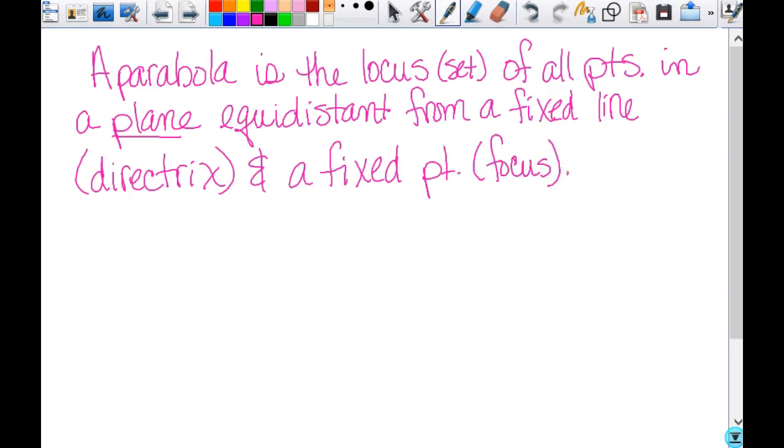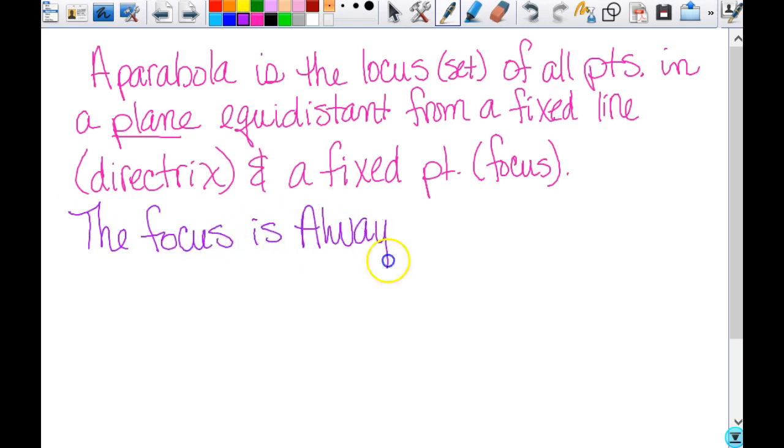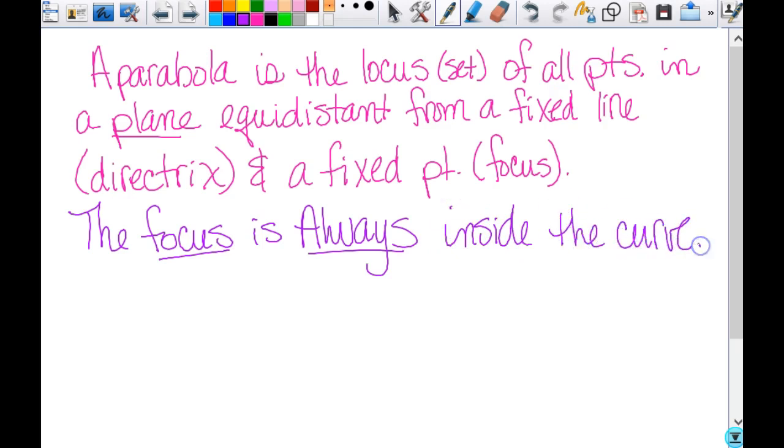And then we're going to put that the focus is always inside the curve. So get all that done, and that's number 1 on your homework, because definitions are important.